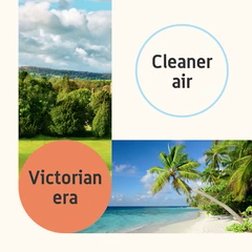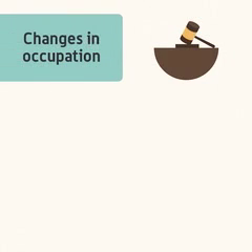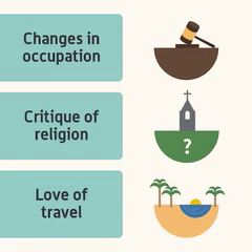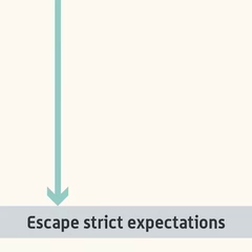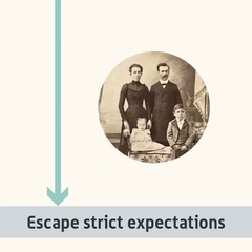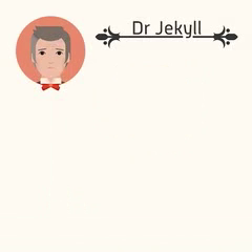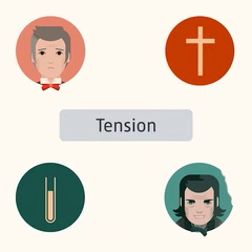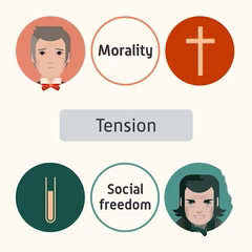We can interpret Stevenson's changes in occupation, his critique of religion and his love of travel as a desire to escape the strict expectations of family and Victorian society. As a result, we could argue that the characters of Dr. Jekyll and his alternative self or doppelganger, Mr. Hyde, are a means of demonstrating the tension between religion and science, as well as morality and social freedom.